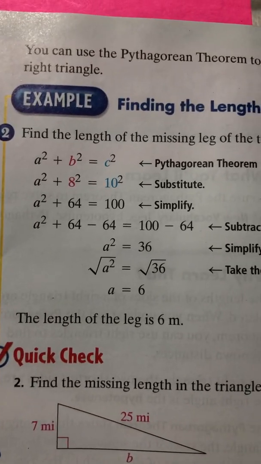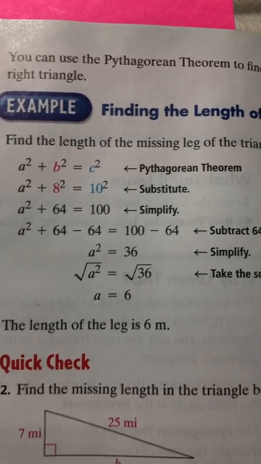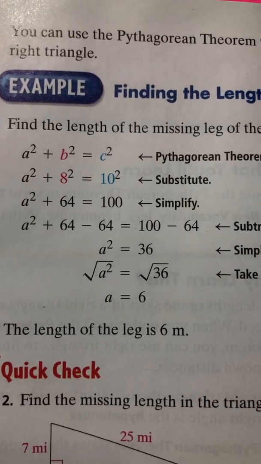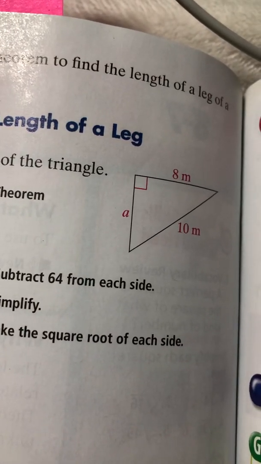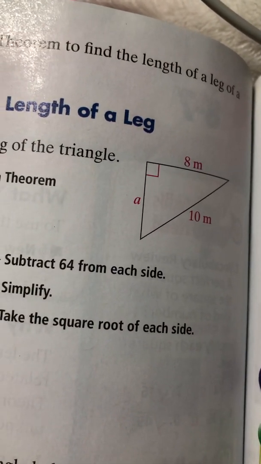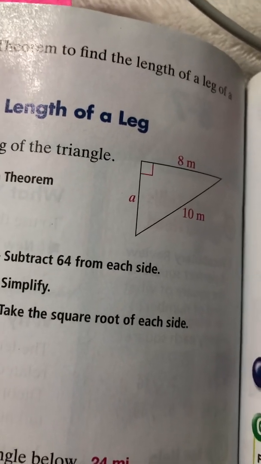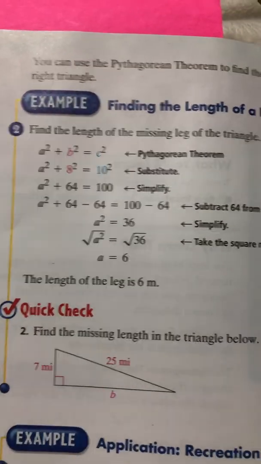To find the value of a leg, not the leg squared, I then find the square root of 36, which is 6. Back over here, A is going to represent 6 meters. Leg, hypotenuse, we had to figure out the other leg. So that's how that is done.